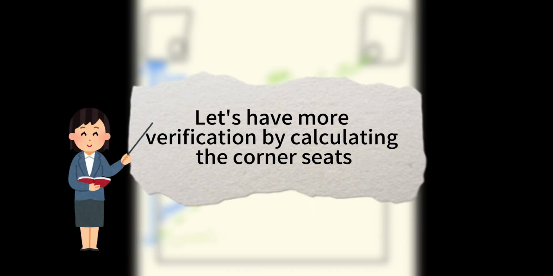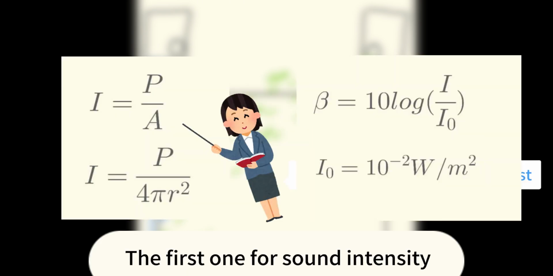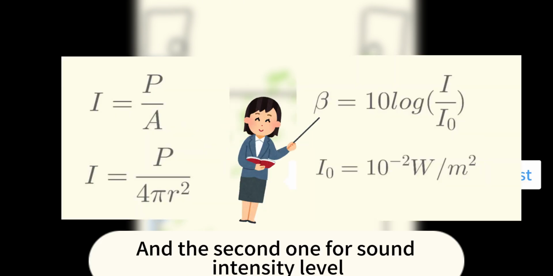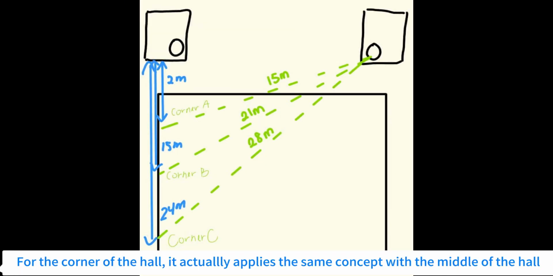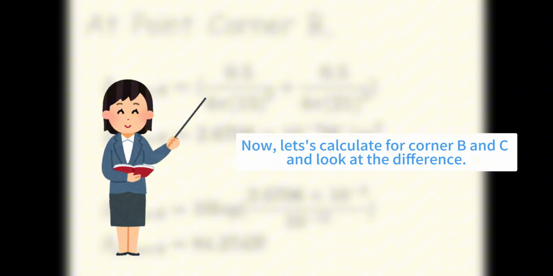Let's have more verification by calculating the corner seats, using the same formulas as the middle seats. The first one is for sound intensity and the second one for sound intensity level. For the corner of the hall, it actually applies the same concept as the middle of the hall. At corner A, we obtain a sound intensity level higher than the middle seats. Now, let's calculate for corner B and C and look at the difference.